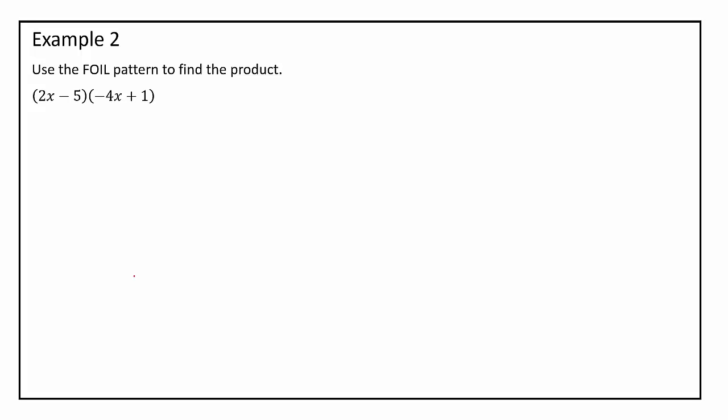Now let's try example 2, doing something a little different. We're going to use the FOIL pattern to find the product of a binomial times a binomial. The FOIL pattern is a mnemonic device that helps us multiply binomials together. One way to do it is the distributive property, where I take 2x and multiply it by the first thing, 2x by the second thing, then take -5 and multiply it by the first thing, -5 by the second thing. That's a perfectly good option if that's the way you want to go.